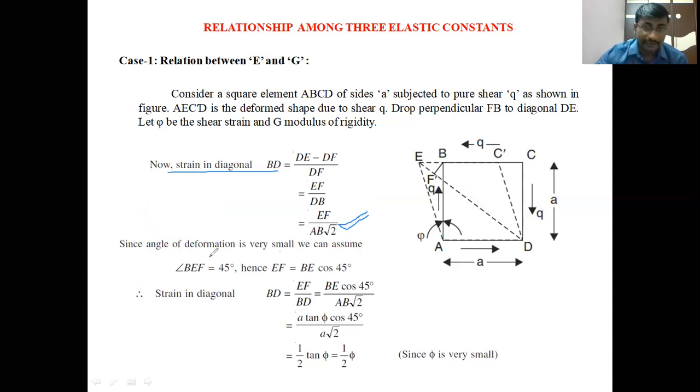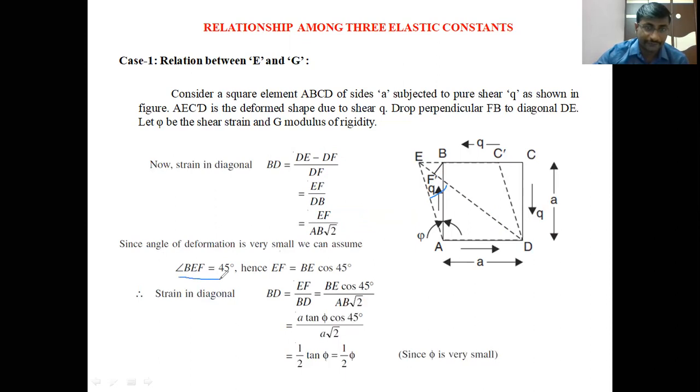Since the angle of the angular deformation is very small, when we apply the load this angular deformation will be very small. Then we can assume that after deformation it is also 45 degrees. So we can take angle AED is also 45.